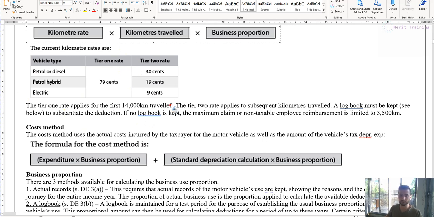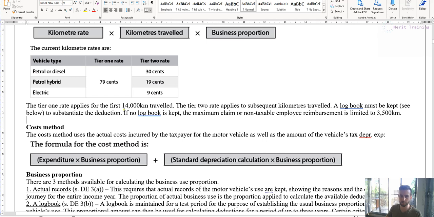So for the first 14,000 kilometers, you get this premium rate regardless of what type of car you drive. But if you drive more than 14,000 kilometers, the tier 2 rate applies, similar to the marginal tax rate, only on the kilometers above that 14,000. And also, a logbook must be kept. We'll go through that a little bit later to substantiate that deduction.